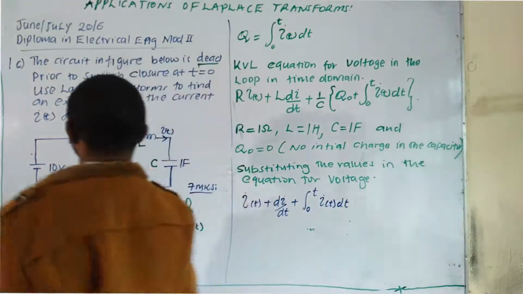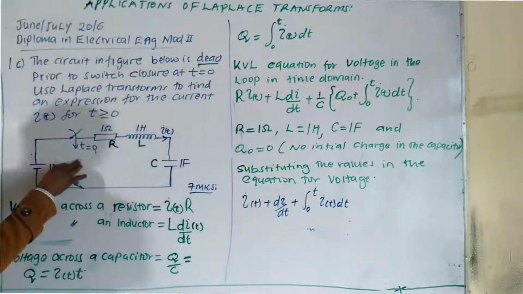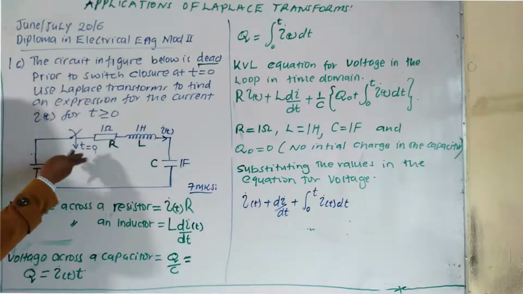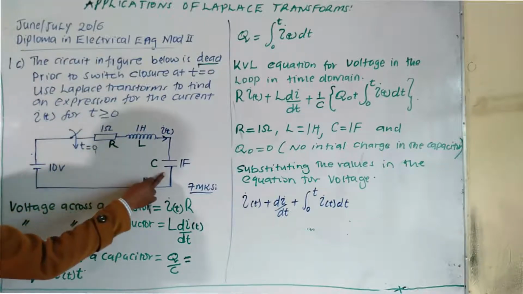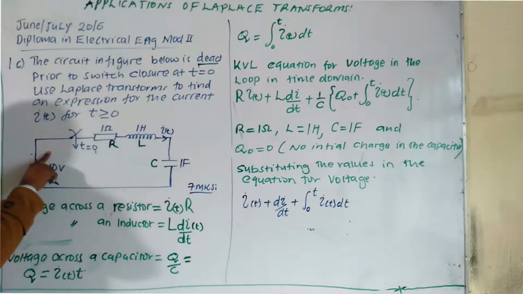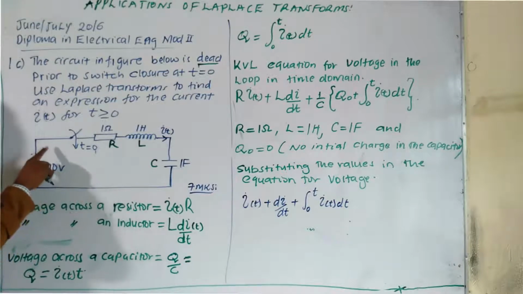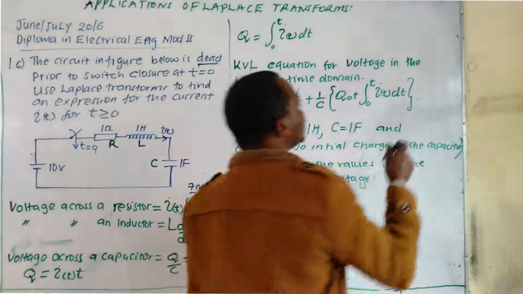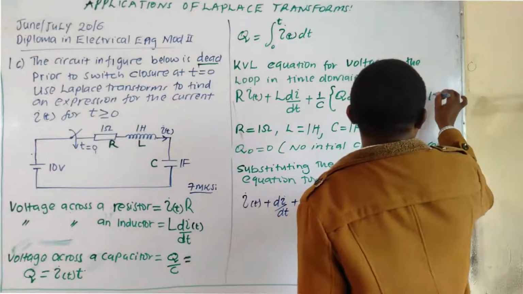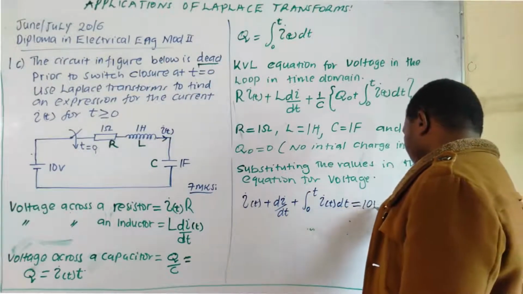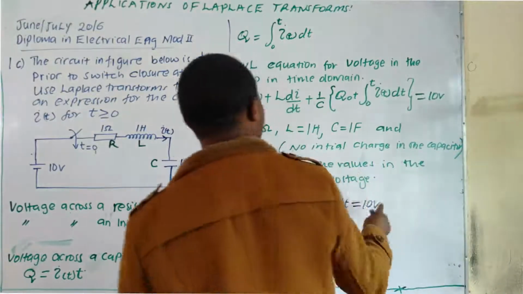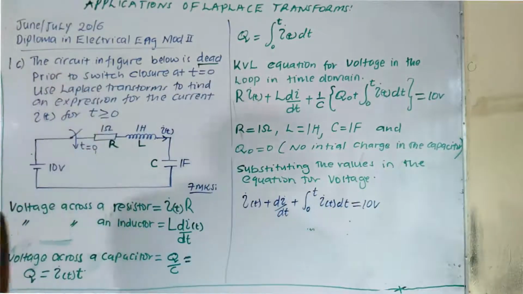Here, I've only written the Kirchhoff voltage law for the drops only. I've not equated it with the source of EMF. They should be equal to the source of EMF. So here I must say it is equal to 10 volts. Although in actual sense we don't need to keep on saying it's voltage. We know it's voltage.